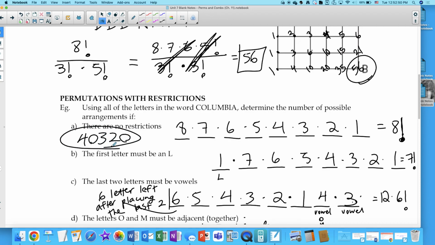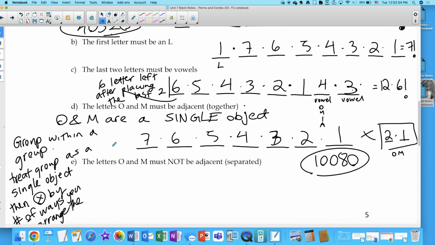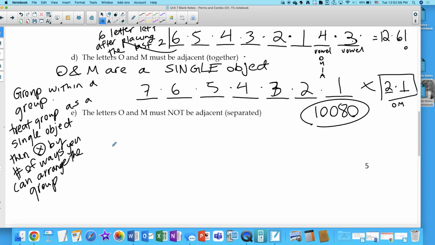Okay, so the last question is really hard unless you can think outside the box a little bit. So the last question is, how many arrangements of the letters in the word Columbia if O and M are not together? How many ways could we arrange them if they are not together?